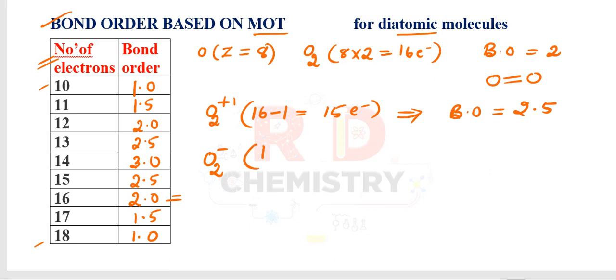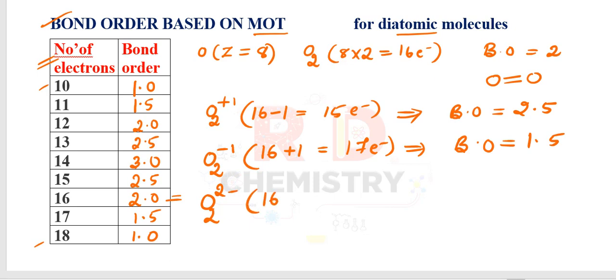So let me go for O2 minus. O2 minus means there are altogether 16 electrons in the oxygen molecule, minus 1 means plus 1 extra electron. Therefore, there are 17 electrons. So the bond order for 17 electrons is 1.5. Right? Similarly, let me write down O2 2 minus. 16 electrons altogether in the O2 molecule plus 2 electrons extra, therefore 18 electrons. If it is 18 electrons, the bond order should be equal to 1.0.